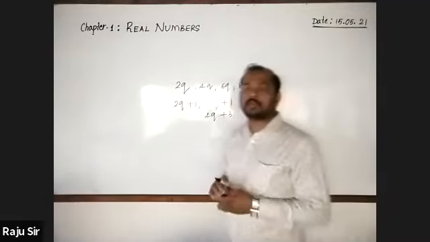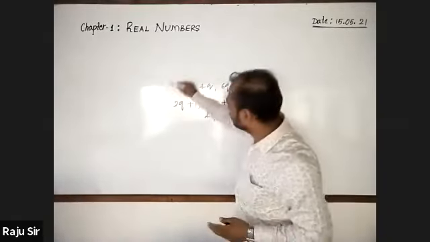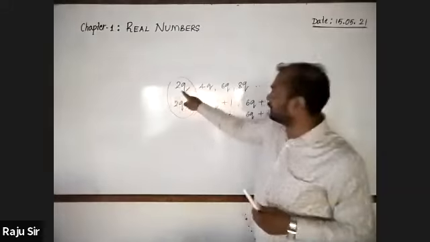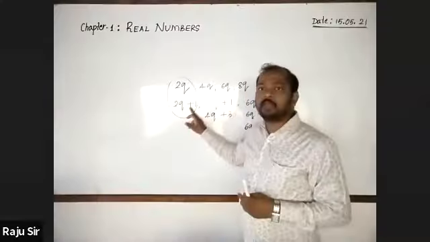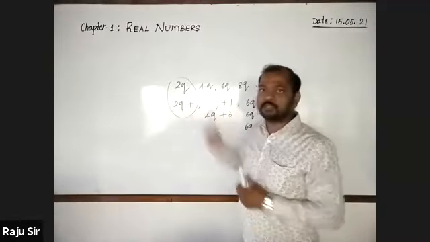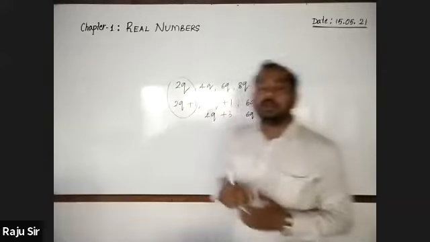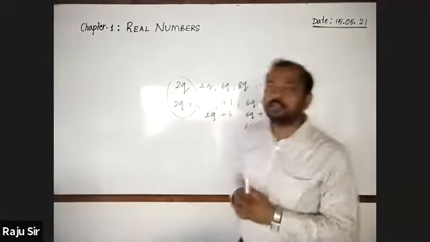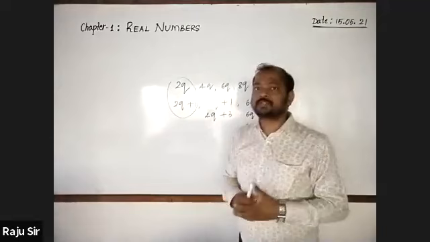Yesterday, we came across two important statements. One is that every even positive integer can be written in the form of 2q, and every odd positive integer can be expressed in the form of 2q plus 1, right? So now, let's continue to prove some statements.